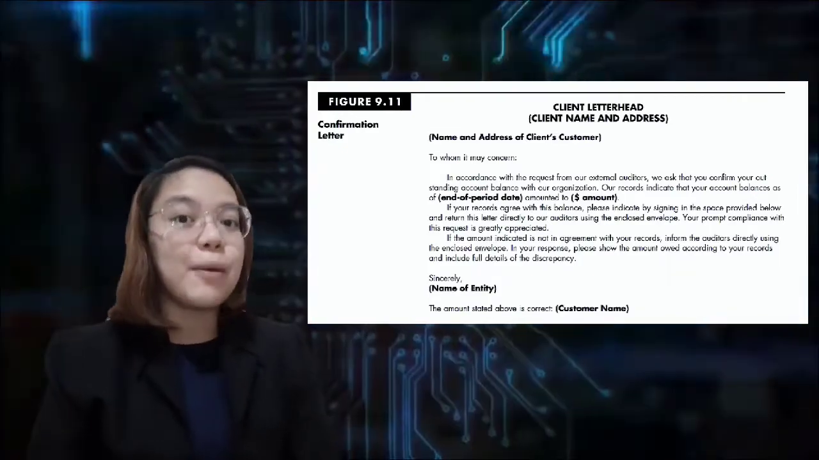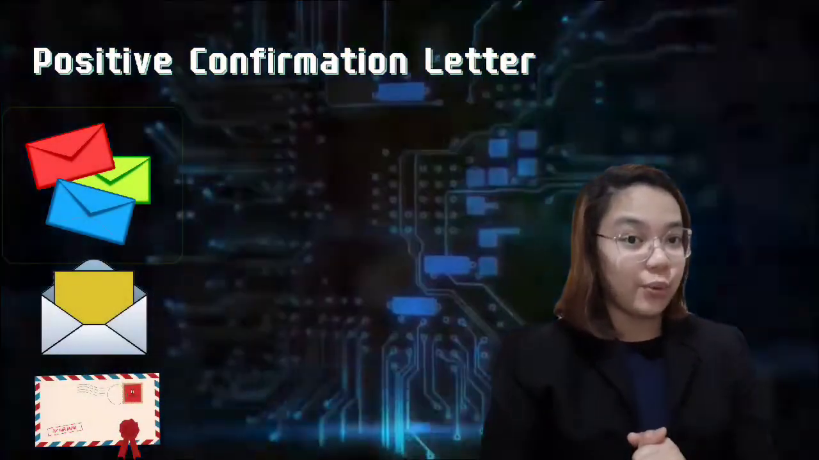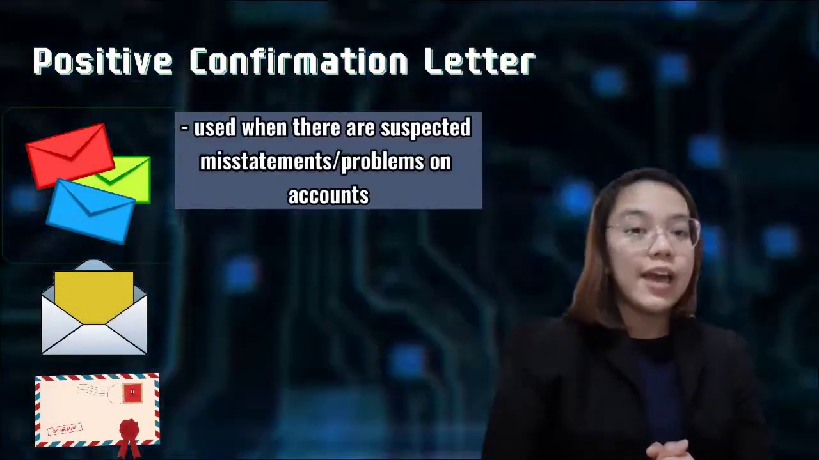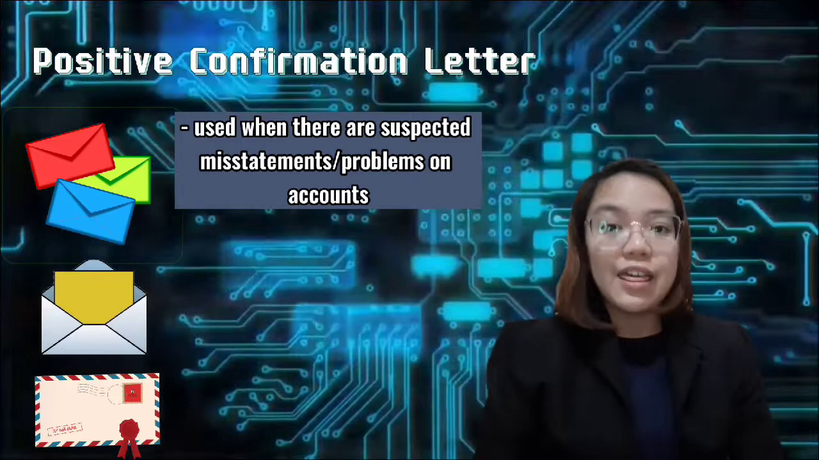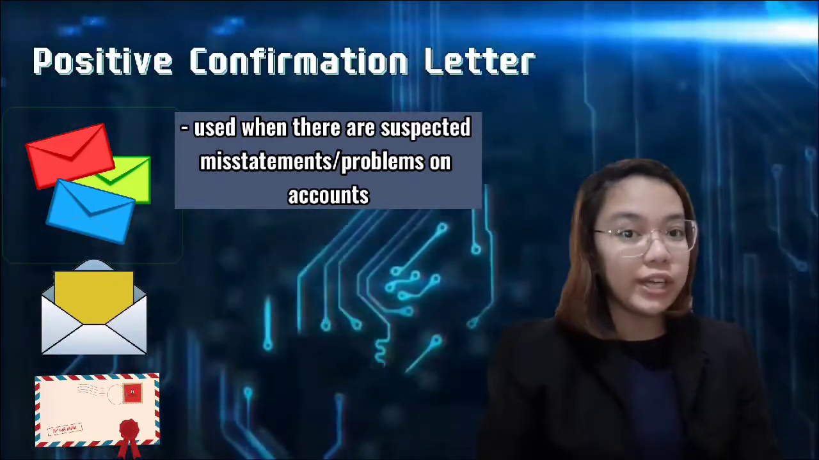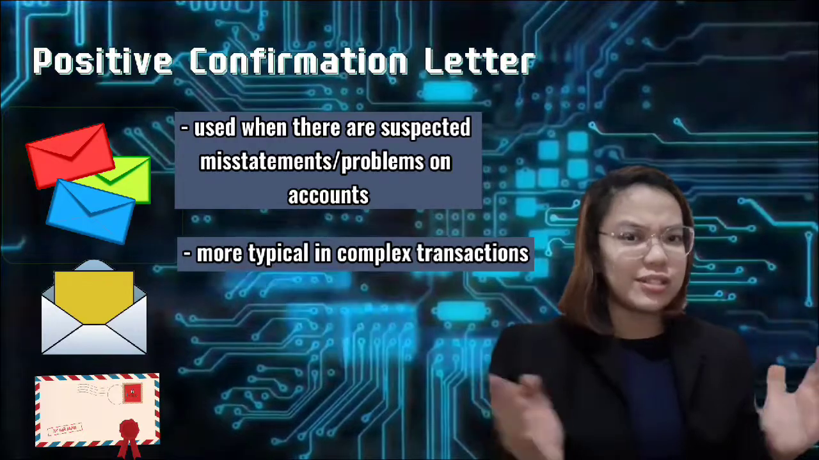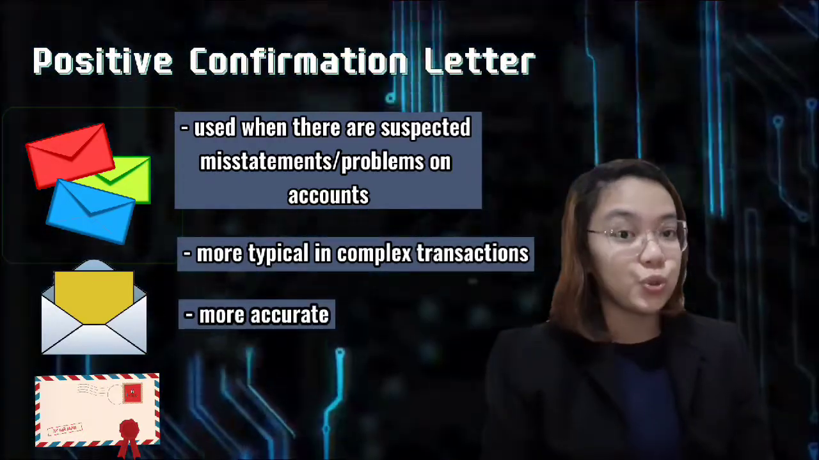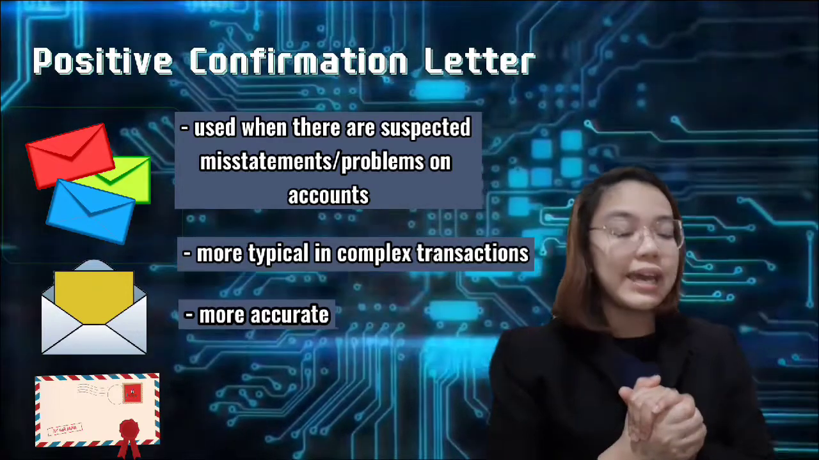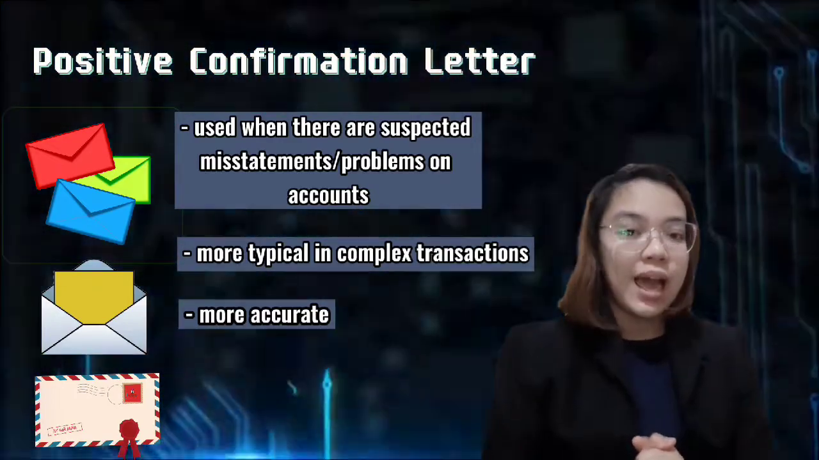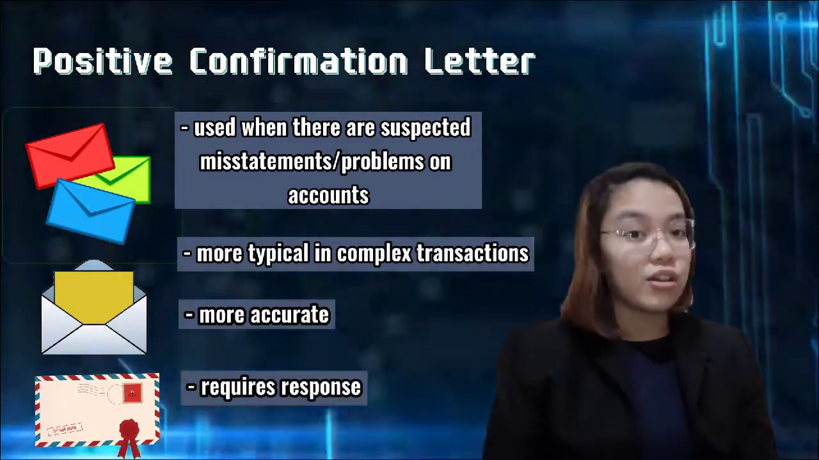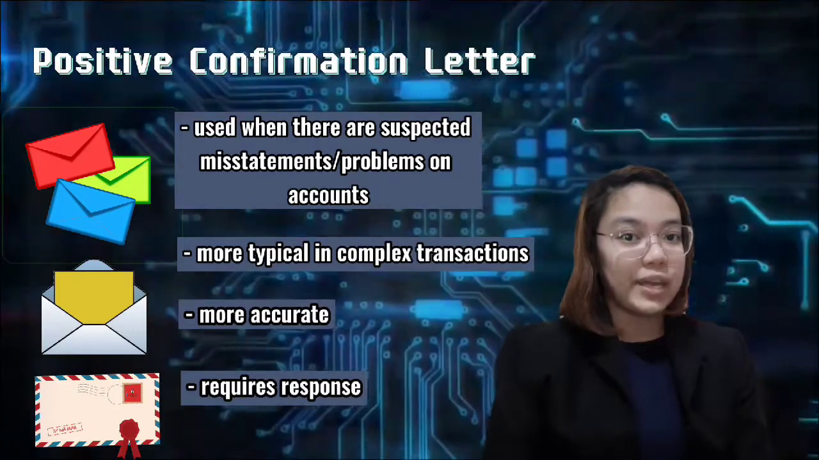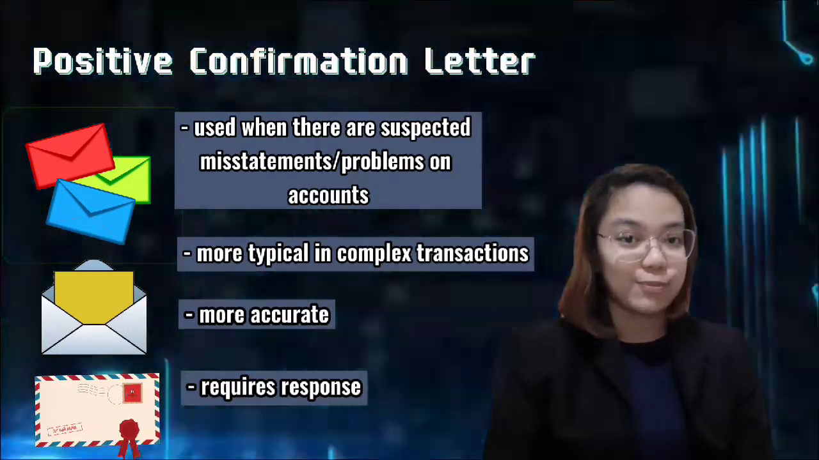This is an example of a positive confirmation. Positive confirmation requests are more likely to be employed if the company's books are suspected of having problems. Moreover, this kind of confirmation letter is more typical in complex transactions since it is more accurate and it assures that everyone is on the same page and has the same financial information. This is a request to provide a response to the auditor whether or not the customer agrees with the receivable information listed in the confirmation.